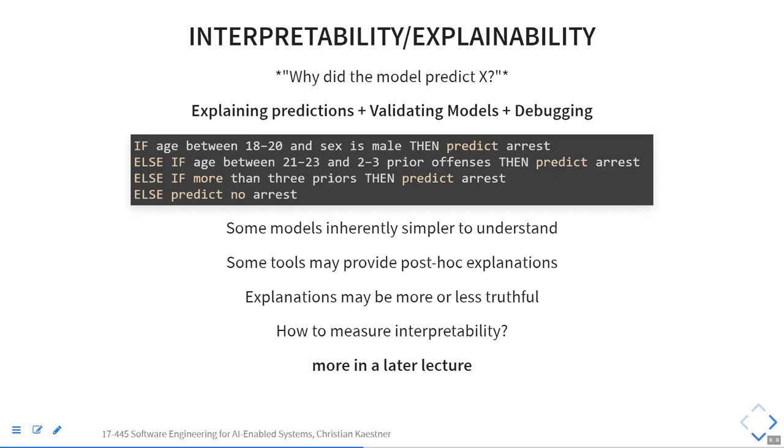You can also ask essentially the question, why did the model do something, and then see whether a human can come up with an explanation. Or you can ask, I get the prediction that somebody would be arrested, what change would I need to make? Or the credit card was declined, what change do I need to make to get approved, for example? And see whether a human can predict this.